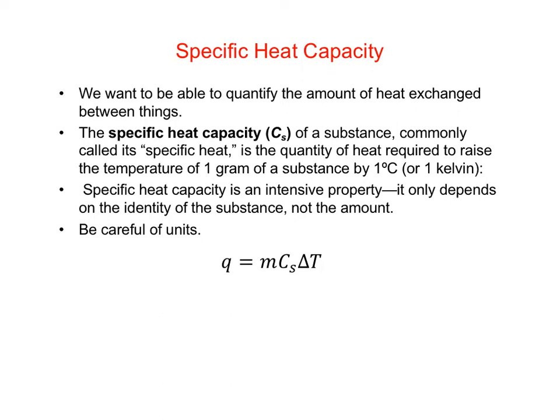And so the equation that we use to calculate the heat transferred is given here, where Q is the heat, and I'll get to units in just a second. M is the mass. The C with a subscript S is the specific heat capacity. And delta T is the change in temperature.